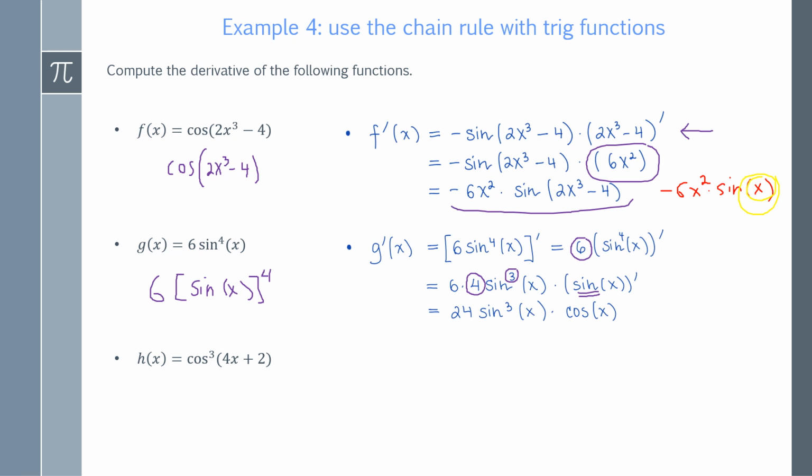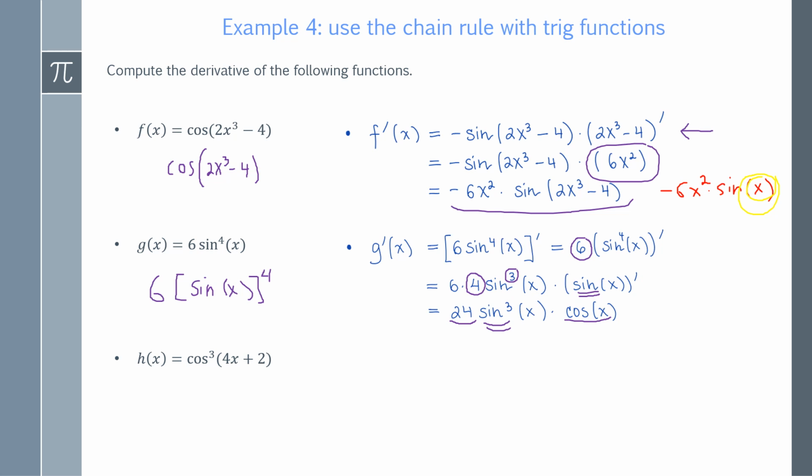So the final answer is 24 sine cube of x times cosine of x. Okay, so that is your first example where we see a trig function raised to a power, and that's how we would deal with it. You can think about it as stuff raised to the power of 4. So the derivative of stuff, so to speak, would be 4 sine cube, times the derivative of sine, which in this case, of course, is cosine.